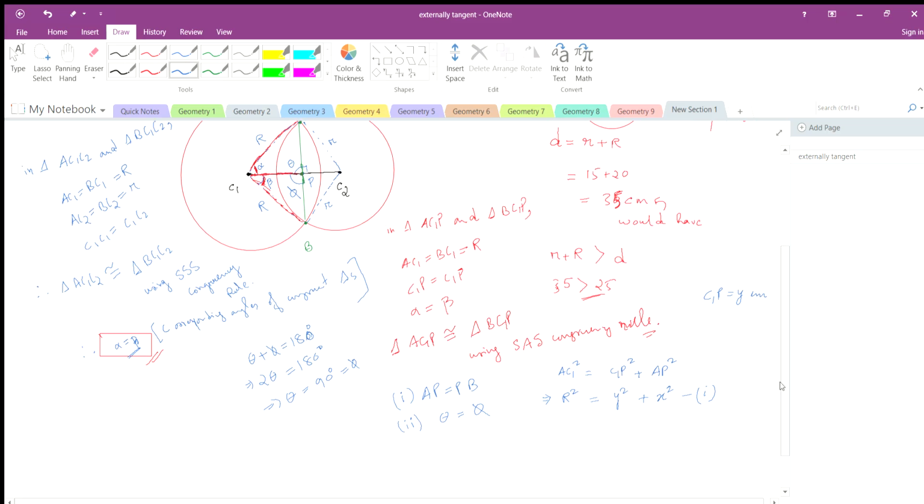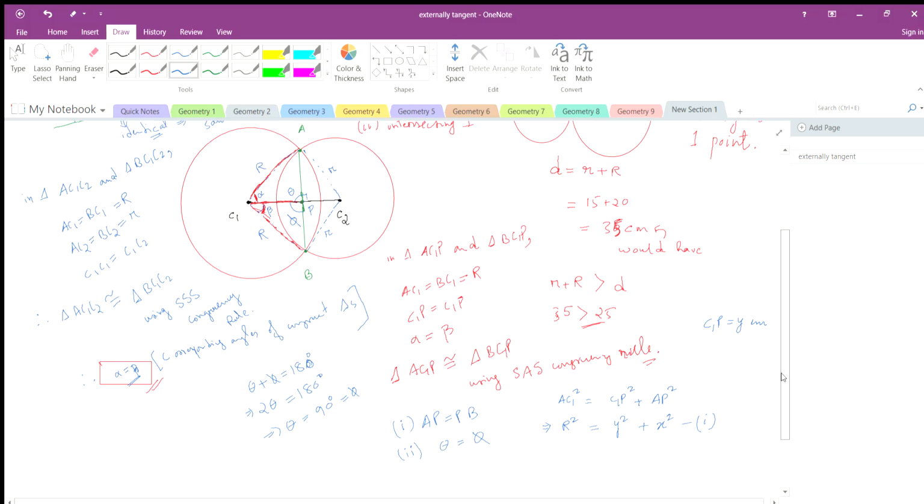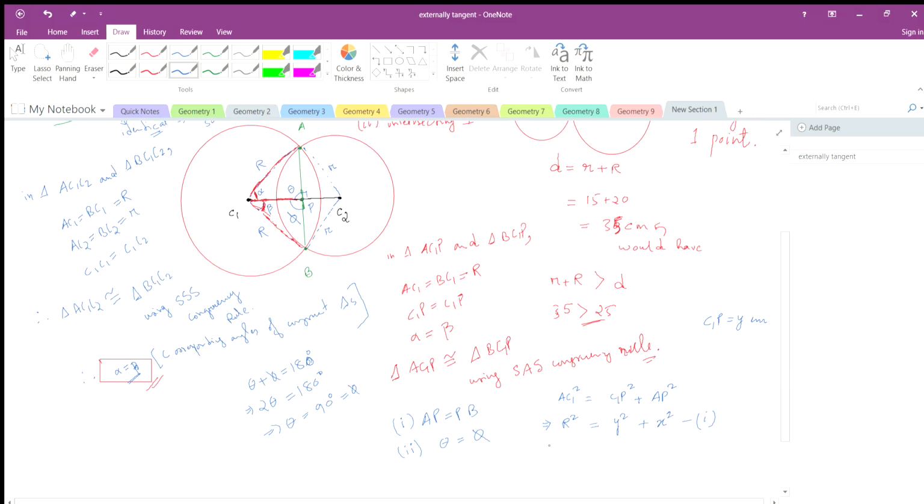Can I write this is our first equation. Can I also write AC2 whole square is equal to AP square plus C2P square, right? Again using Pythagoras theorem.